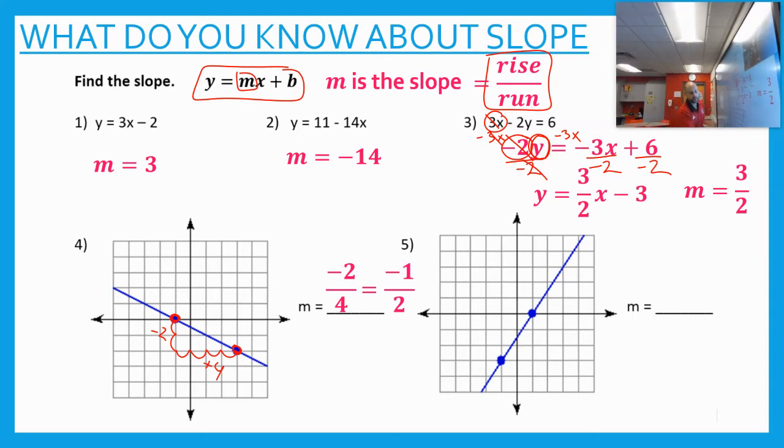Number 5, if I start here to get to there, so starting from the left side to the right side, I'm going to start with going up or down first. So I need to go up in this case, 1, 2, 3, and then run 1, 2. So that was up 3 and to the right 2. So my rise is 3, my run is 2. That's 3 over 2 is my slope.